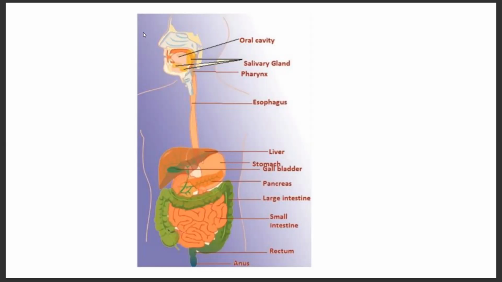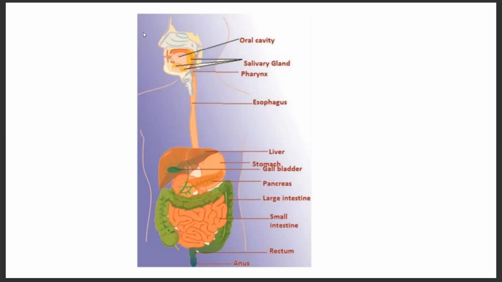Ingestion is the first step of holozoic nutrition. This ingestion and the initial digestion take place inside the mouth, where we have teeth. What do these teeth do? Normally we chew our food, right? It's a kind of mechanical digestion. Here in the mouth, mechanical digestion is done by the teeth, and chemical digestion is done by the different types of chemicals present in the saliva. Saliva is secreted by the salivary glands.